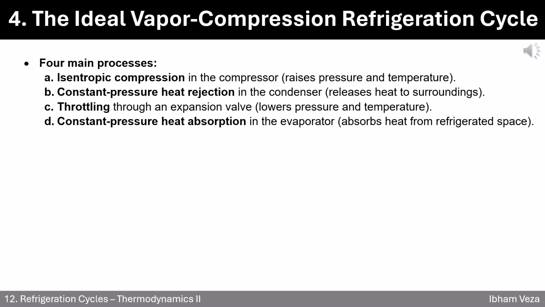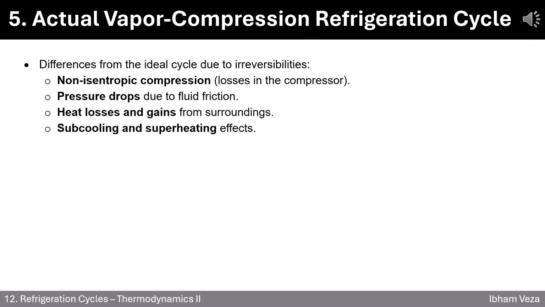Third, throttling. Imagine quickly opening a valve. The pressure drops fast, and so does the temperature, without any useful work. Finally, constant pressure heat absorption. This is the magic moment where the cold refrigerant soaks up heat from your fridge or room. 4 clear steps, each with a role, creating an efficient, repeatable cycle to move heat where we want it. 5. Real cycles aren't perfect, and that's okay.